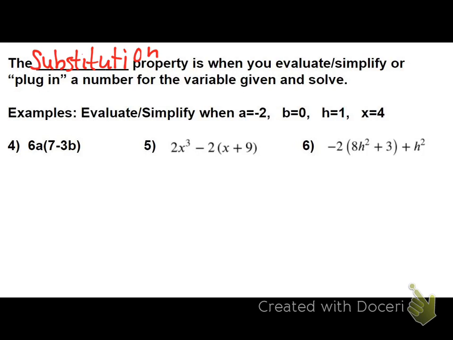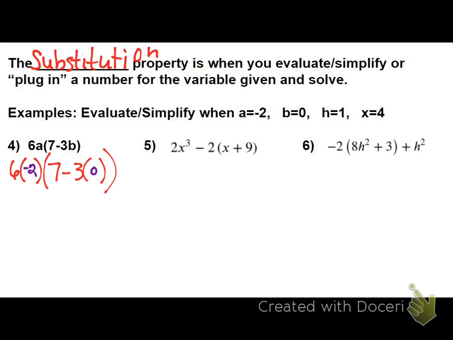The first step that I want to see you do on your paper is this. I'm going to put 6, parentheses, 7 minus 3, parentheses. I don't want you to plug anything in yet. I just want you to take the variables out and put parentheses where the variables should be. Okay? Then the next step: what do I substitute for the variable a? Negative 2. And what do I substitute for the variable b? 0.